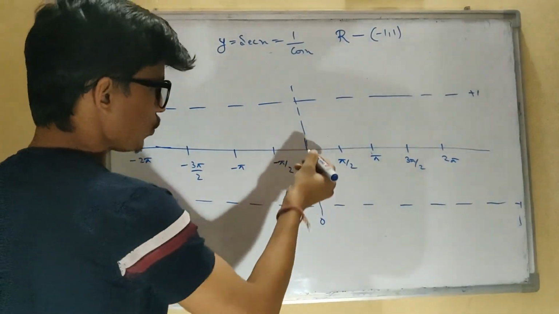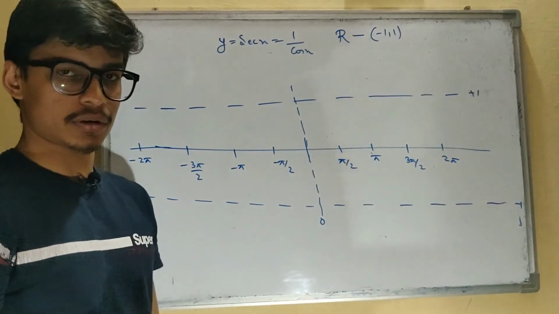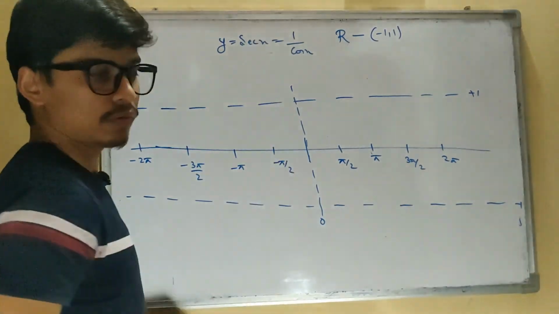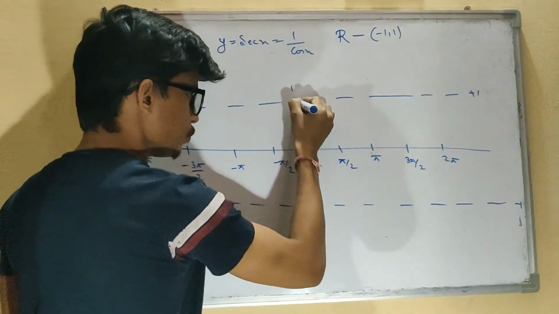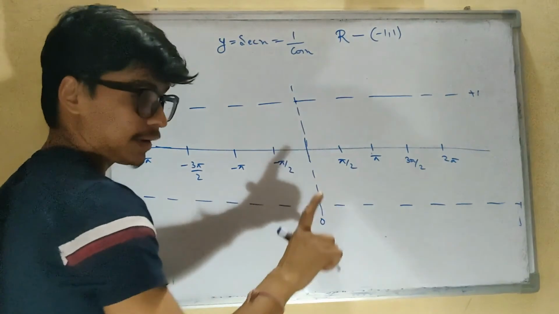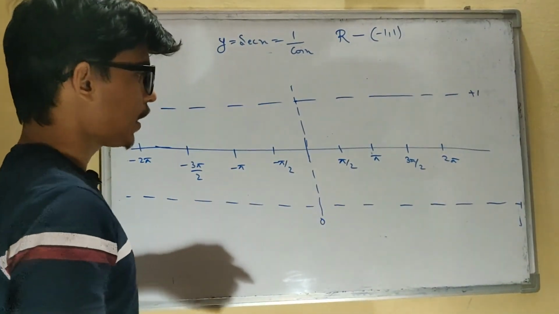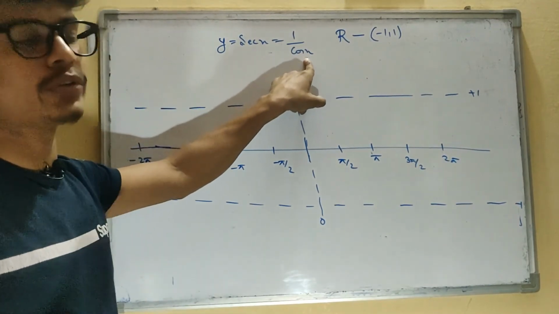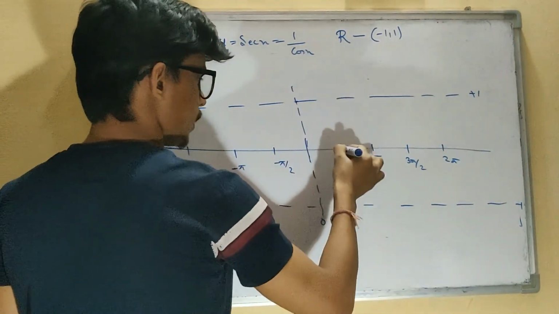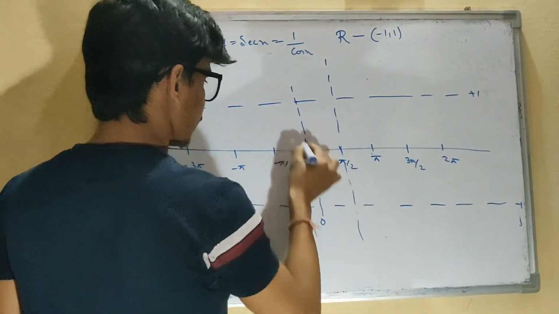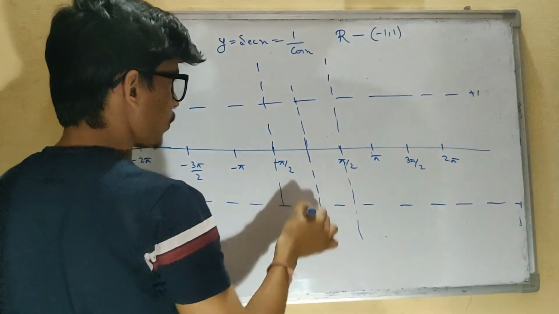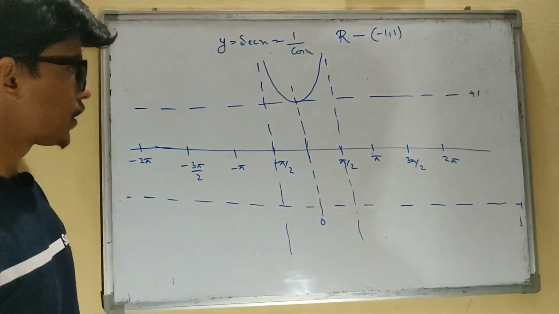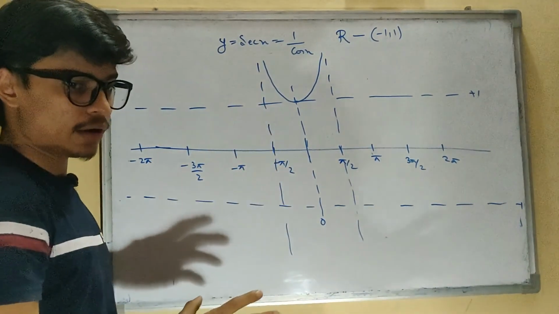At 0, cos 0 is 1, so sec x is going to be 1 upon 1, which is 1. So the value of sec x is 1, and it is touching here. What is the value at pi by 2? At pi by 2 cos is 0, so this is 1 upon 0, which means infinity. So the graph is like this, over here and over here.